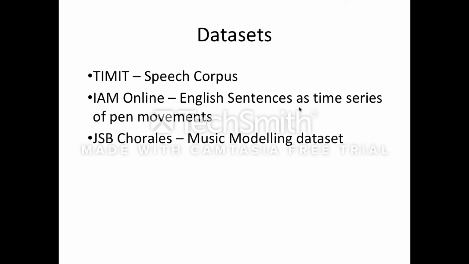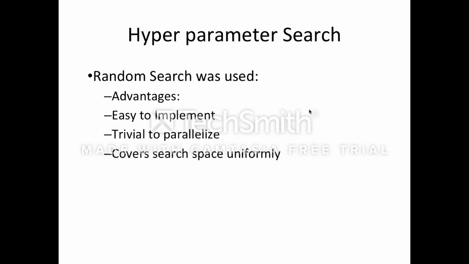The next corpus which we are going to take a look at is the IAM Online, which is the online handwriting database, and it consists of English sentences as time series of pen movements that have been mapped to characters. The last dataset which the authors of this paper took a look at is the JSB Chorales dataset, which is used for music modeling. The pre-processed data consists of a sequence of binary vectors, and the task is next step prediction. The next thing which we're going to take a look at is the hyperparameter search.